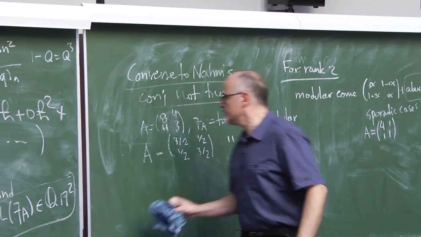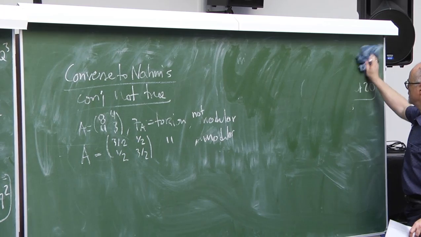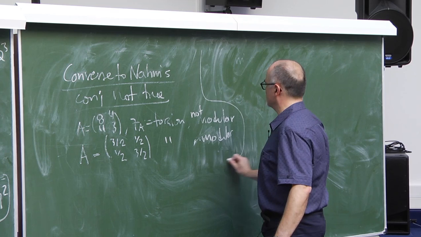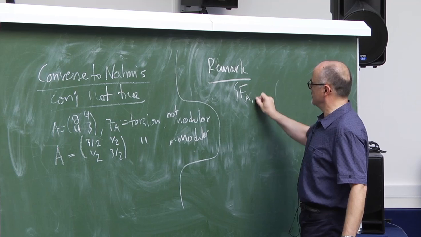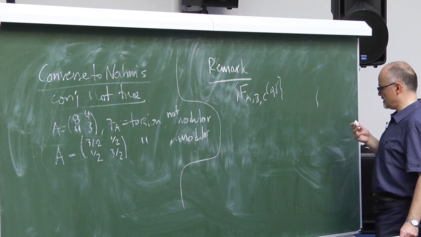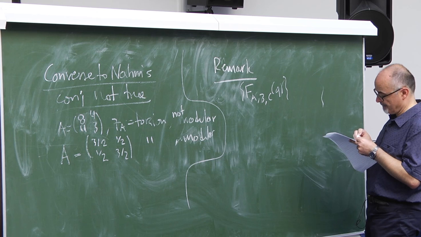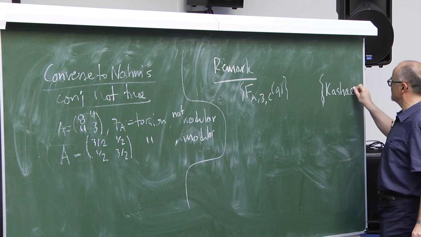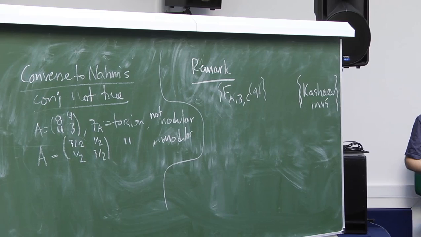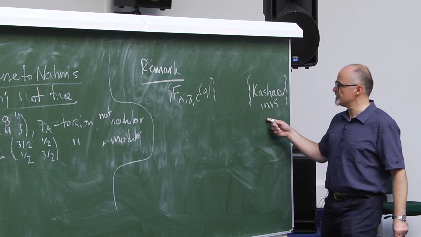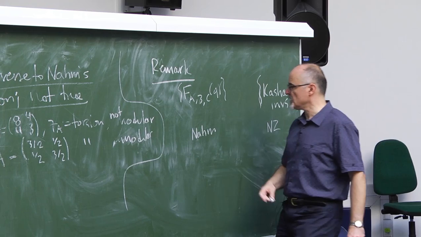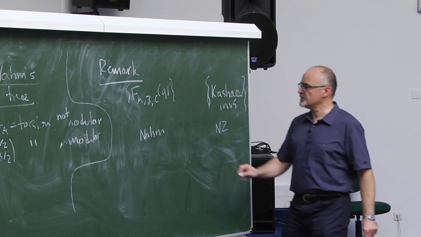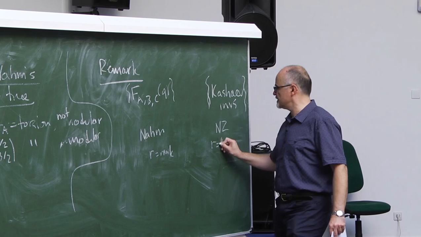Let me make another kind of remark. The final one of the remarks. So the remark is that Nahm sums behave much like Kashaev invariants of ideal triangulations. So an ideal triangulation is a solution to the Neumann-Zagier equations, the gluing equations. Well, here you have the Nahm equation. And the Nahm equation and Neumann-Zagier are sort of the same type of equation. Here you have a rank r, and here r is the number of ideal tetrahedra that you use.